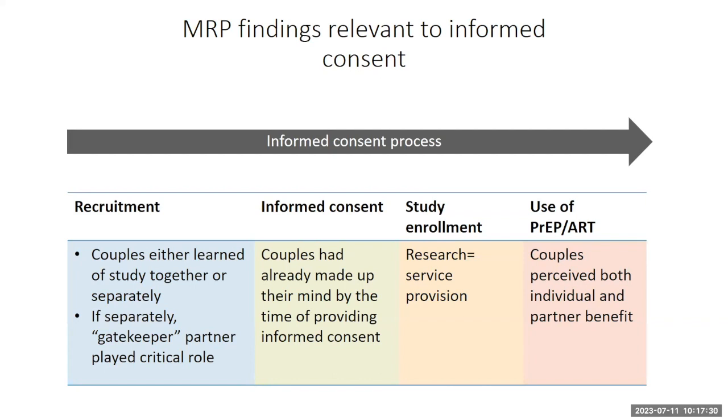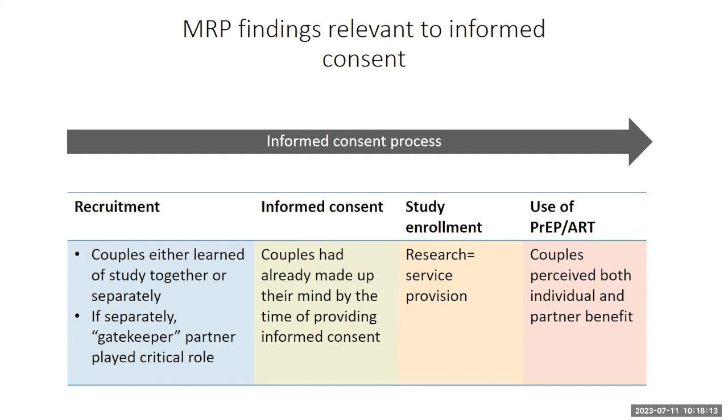We found that couples either learned of the study together or separately. I had assumed that we would come to the door, both members of the couple would be there, and we would talk to them. It's the ideal scenario. That rarely happened. Most of the time, one person was home, and it became their responsibility to tell the partner about the study. We realized that this gatekeeper partner was really important. If they were enthusiastic and wanted to do it, they became the salesperson for their partner. If they weren't interested, that was the end of it. So it is very important to provide that partner with information that they could then pass on.